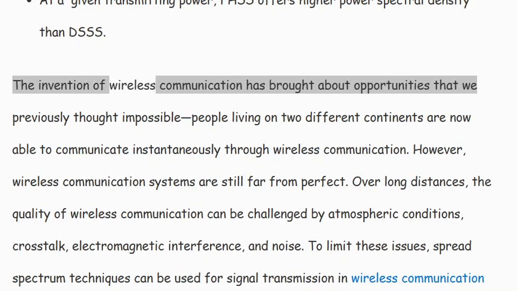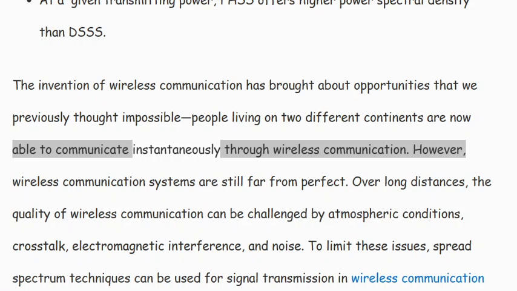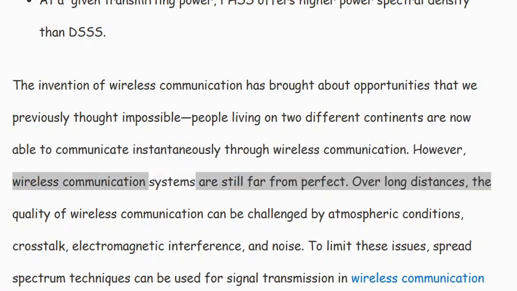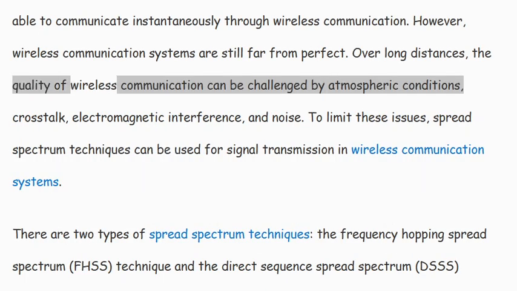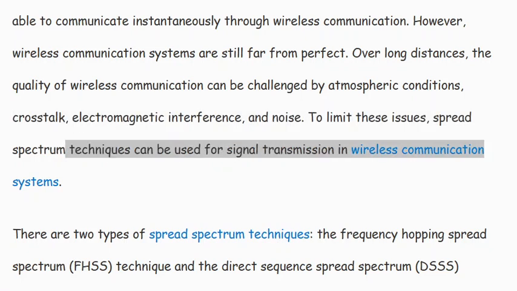The invention of wireless communication has brought about opportunities that we previously thought impossible. People living on two different continents are now able to communicate instantaneously through wireless communication. However, wireless communication systems are still far from perfect. Over long distances, the quality of wireless communication can be challenged by atmospheric conditions, crosstalk, electromagnetic interference, and noise. To limit these issues, spread spectrum techniques can be used for signal transmission in wireless communication systems.